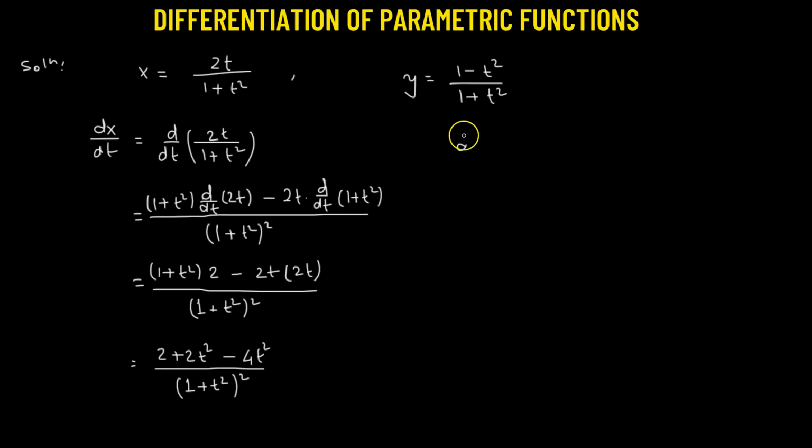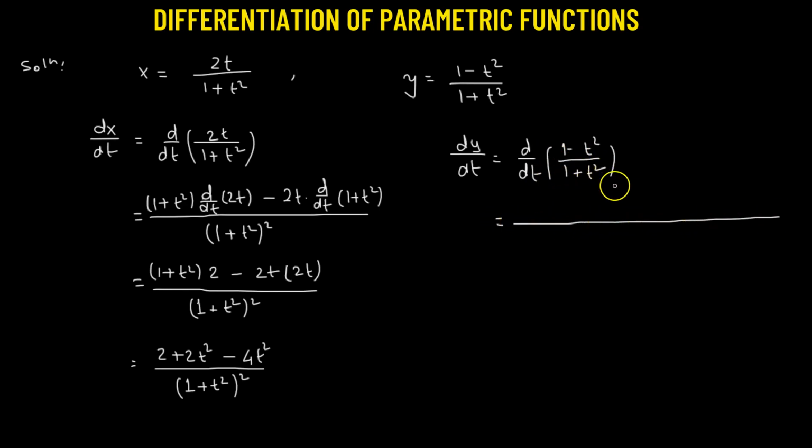Here we'll take the derivative of y with respect to t. That means we take the derivative with respect to t of 1 minus t squared divided by 1 plus t squared. Let's apply the quotient rule. In the denominator we start with 1 plus t squared, and we square it. Then in the numerator, we have 1 plus t squared, the denominator, multiplied by the derivative with respect to t of the numerator, that's 1 minus t squared, minus 1 minus t squared. This gets multiplied by the derivative with respect to t of 1 plus t squared.